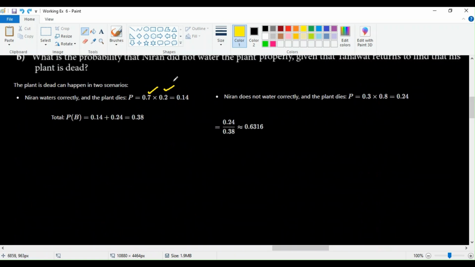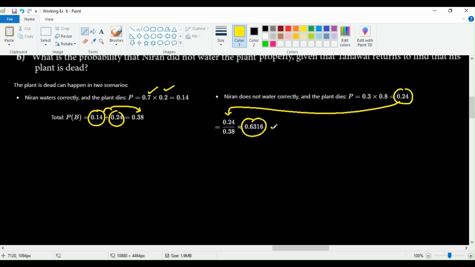Now, these are the two possibilities, and here 0.24 is going to be divided by 0.38. How did we get 0.38? It is the sum of the possibilities, 0.14 and 0.24, added together to give you 0.38. This is the total possibilities. Now when 0.24 is divided by 0.38, it's going to give you this answer, which is in the book itself.